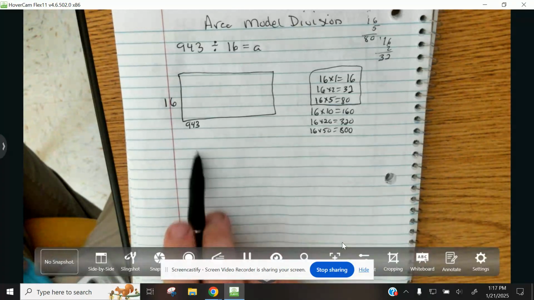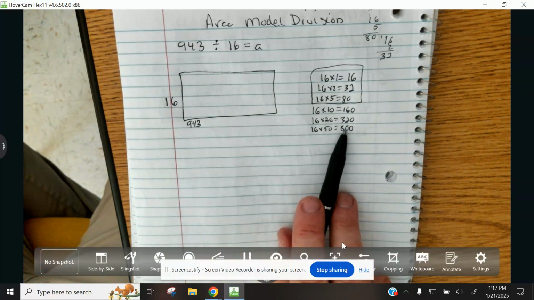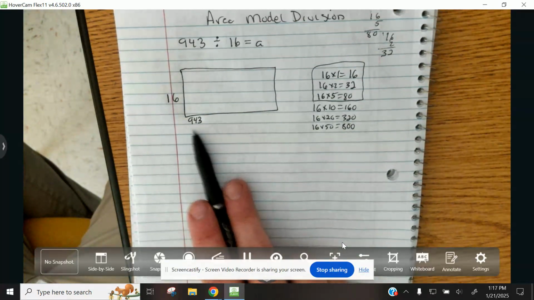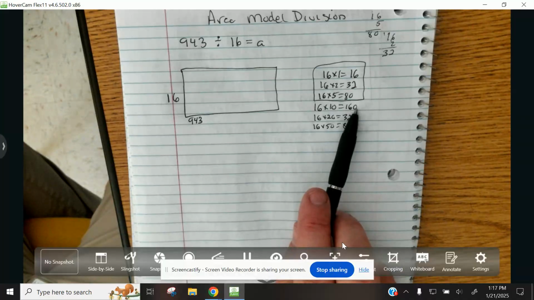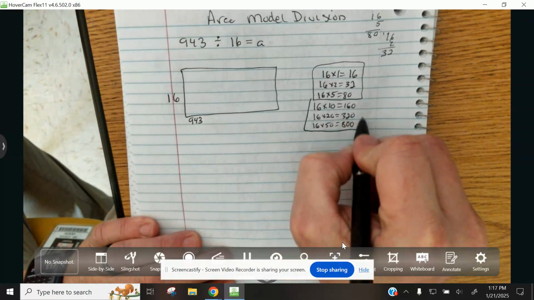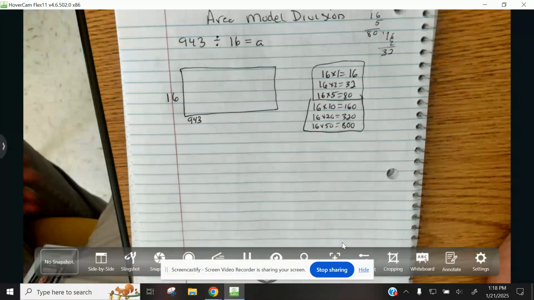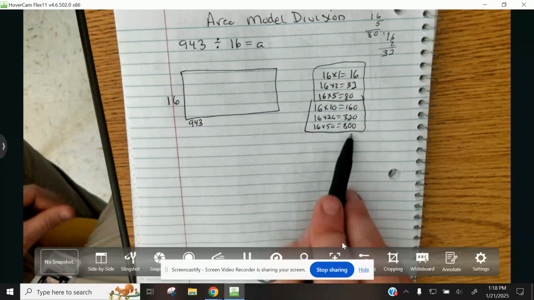If I look, I need to get close to 943. Well, you should see that 800 is relatively close to 943. And if you went above, again, you would do 100 times and you'd have 1600. That would bust you. So we're just going to stick with this because we know the next one would make us go too high. So we're going to look at 16 times 50 equals 800.